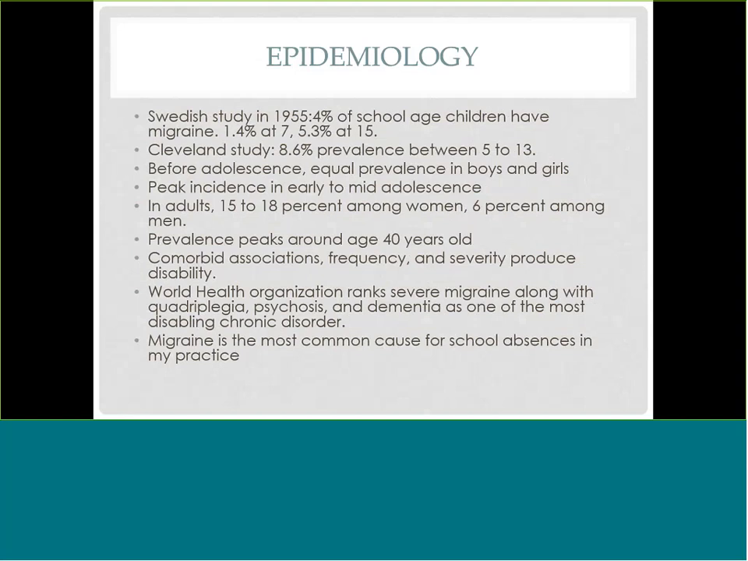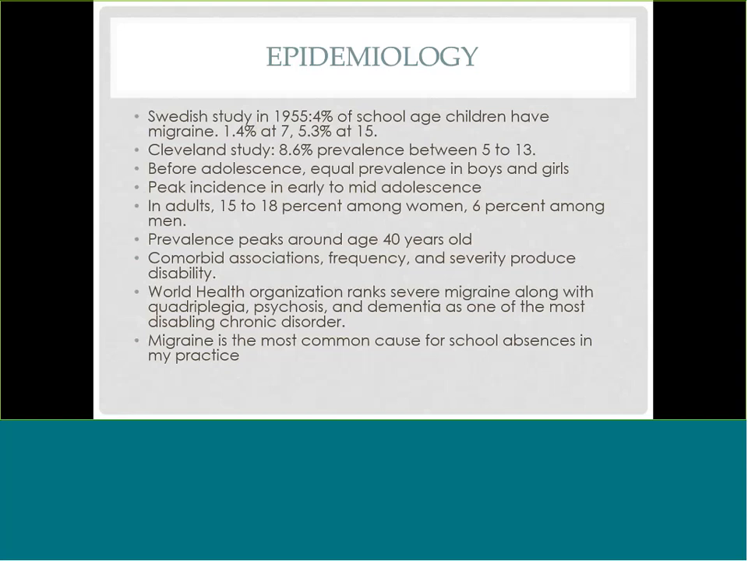It's interesting to note that before adolescence, the prevalence in boys and girls is about equal, but after menarche, it's much more common in women. In adult women, the prevalence rate is about 18%, and in men about 6%. The prevalence peaks around age 40 in the general population.